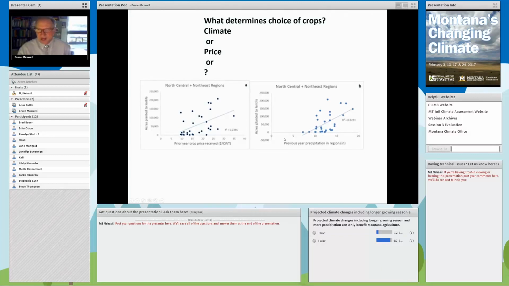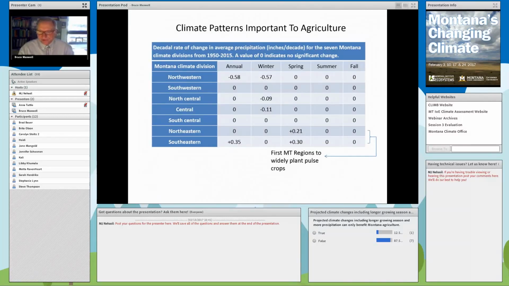Of course, the other aspect of this, we can't grow crops even if we have a long growing season or nice high temperatures without water. So precipitation, and the interesting thing about precipitation is that this decadal rate of change in average precipitation shown in this table for the 7 Montana regions from 1950 to 2015 didn't show hardly any trend at all. We see a few negatives and a couple of positives here and there, but not enough to think that there's been much trend so far.